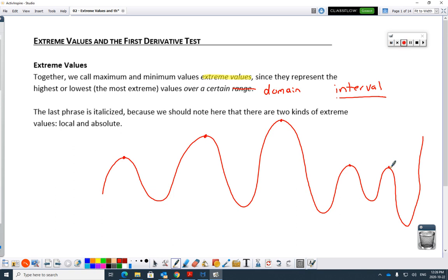But there's only one absolute max. There's only one that's like, hey, the max, the max. And there might be a tie. There might be several of them, like sine has many absolute maxes. And then minimums: local min, local min, local min, local min, but here, absolute min. It's also a local min, but it's the absolute minimum.